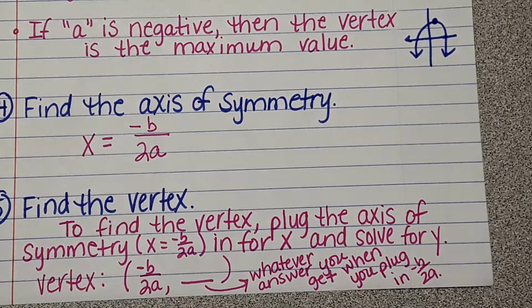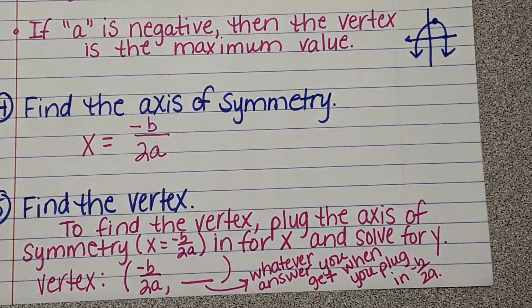Sometimes it's a fraction, sometimes it's not. But you're going to take that number that you get in step 4 and plug it in for x into whatever equation you have, and then you will find your axis of symmetry. You'll find your vertex. So you're going to take your axis of symmetry, plug it into your equation, and get an answer, and then your vertex is going to be the axis of symmetry, comma, your answer.